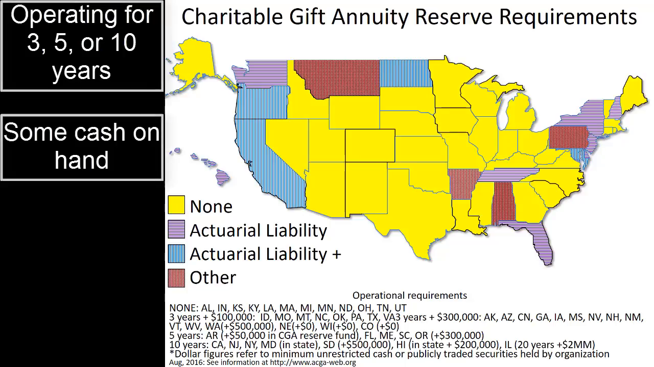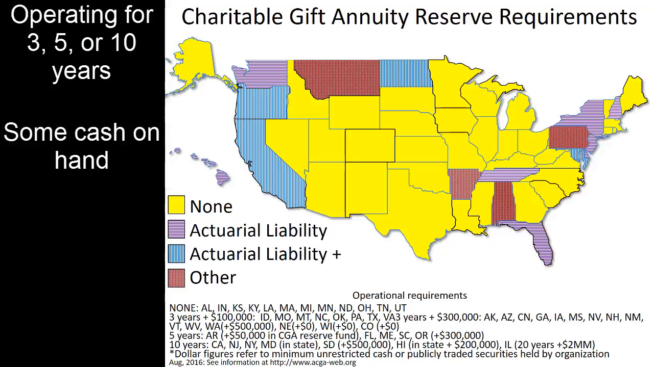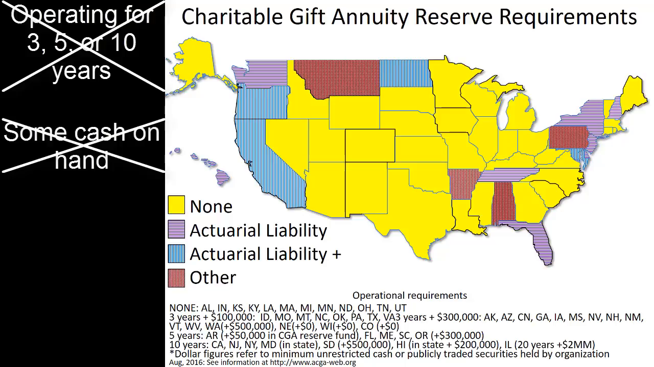Note that in states like Indiana, Kansas, Kentucky, Louisiana, Massachusetts, Michigan, and Minnesota, there are neither operational requirements nor reserve requirements. This means that a nonprofit could be created one day, start issuing charitable gift annuities the next day, and then immediately spend 100% of the amount given for all charitable gift annuities. Obviously, such a scenario entails substantial risk for the donor.